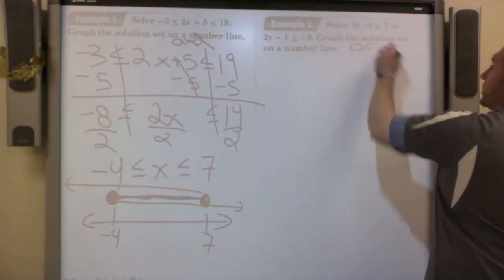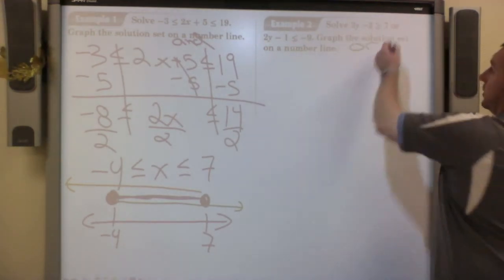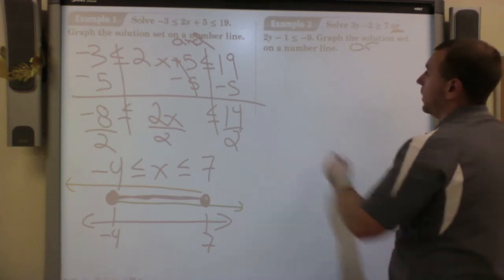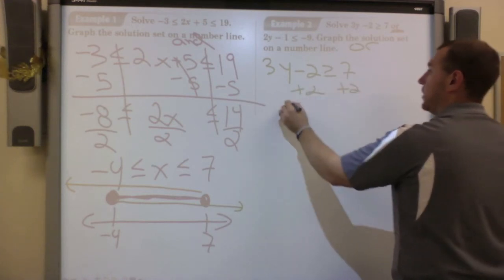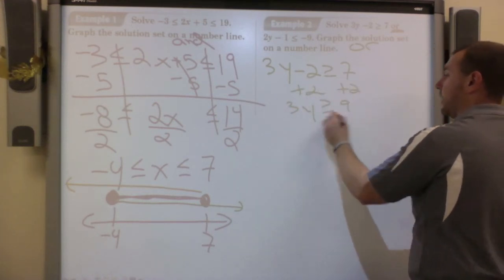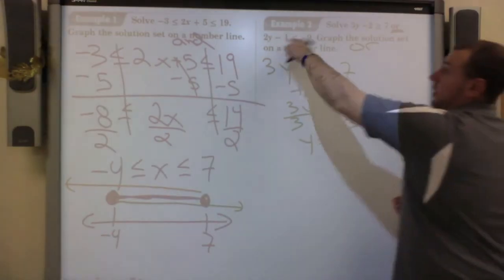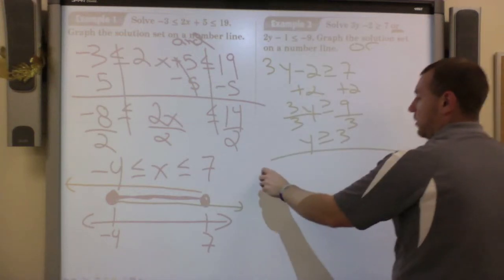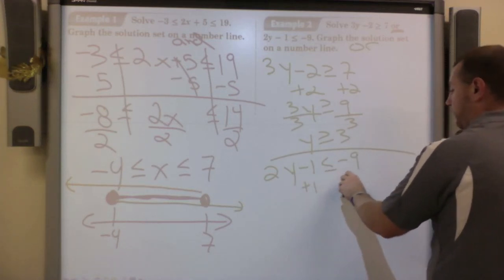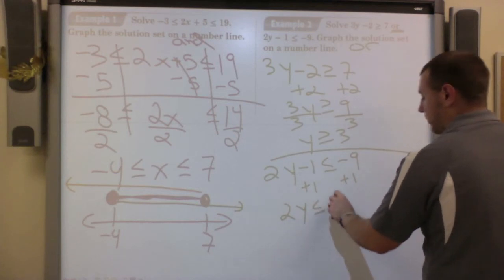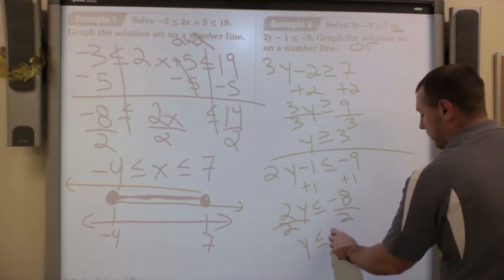This is what we call an OR statement. It's what they don't have in common. And they're two different equations. And you're going to see the word OR in there. So we solve them separately. Plus 2, 3y is greater than or equal to 9. Divide by 3, y is greater than or equal to 3. This one I solve. 2y minus 1 is less than or equal to -9. Plus 1. 2y is less than or equal to -8. Divide by 2. y is less than or equal to -4.